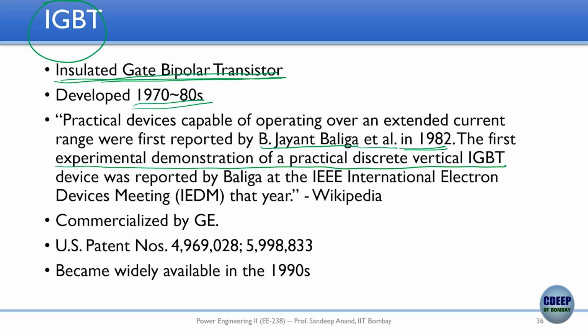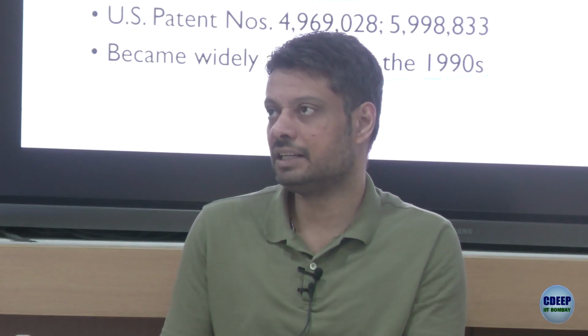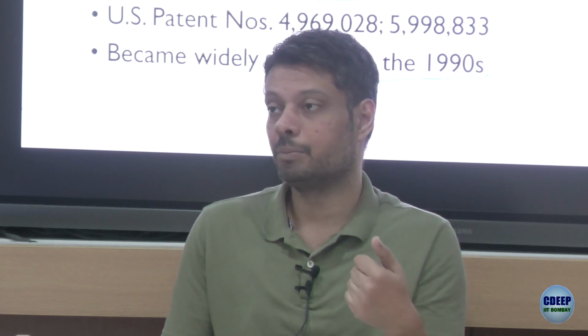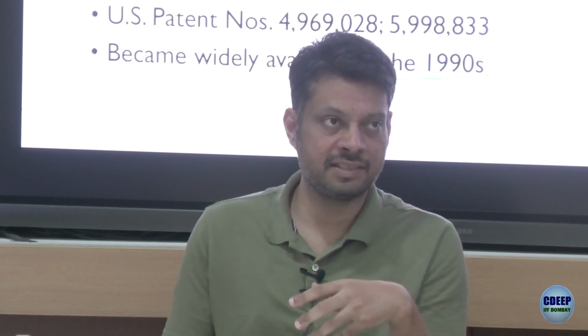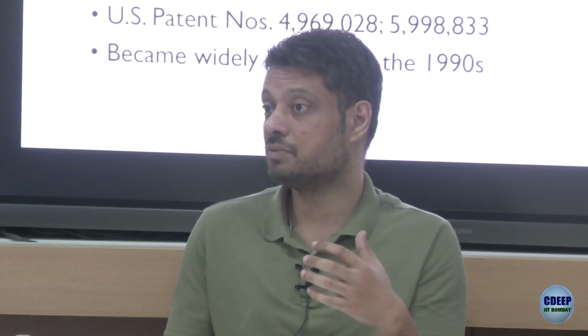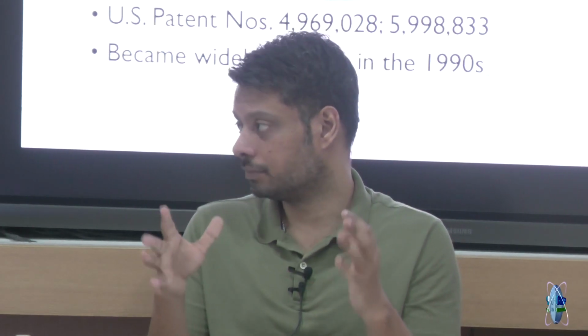In 1982 this was done at GE, and subsequently it got commercialized by GE and became widely available in the 1990s. Now, what is this IGBT device? The full form is of course insulated gate bipolar transistor, but for a power electronics engineer, what it means is that you get a device which can block more voltage than a MOSFET, basically.